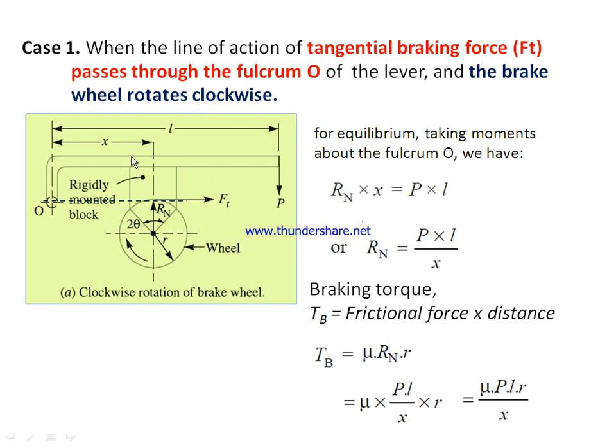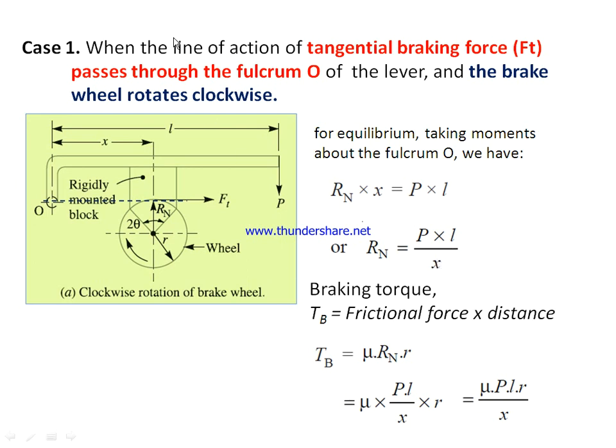Now, for the equilibrium of this system, if you take the moment of all the forces about this fulcrum point O, then we have Rn into x, where x is this distance and L is this distance, equal to P into L. Hence Rn equals P into L by x. Therefore, braking torque is given by mu into Rn into R, where R is this radius and Rn is P into L by x.